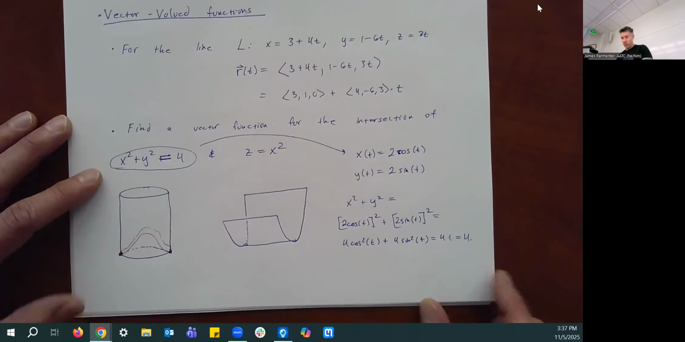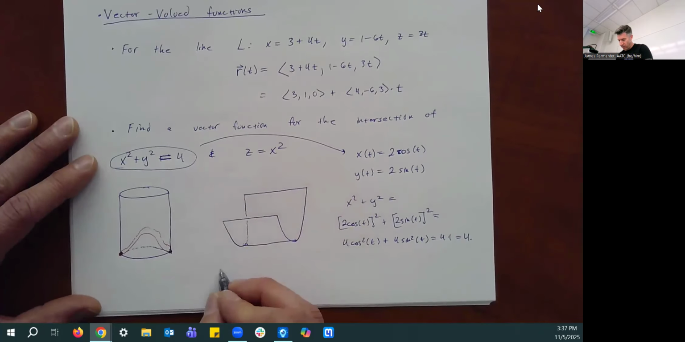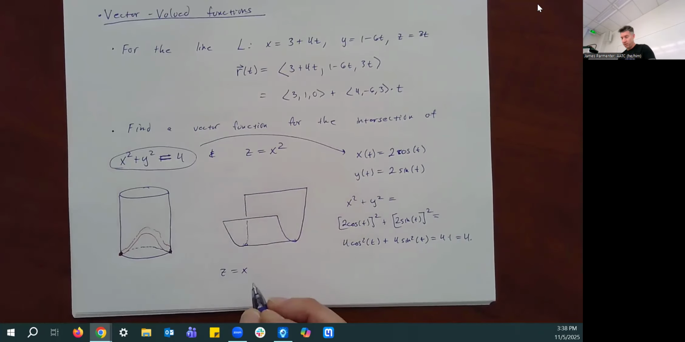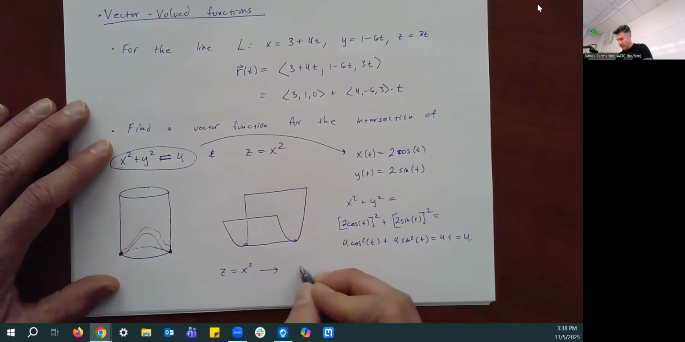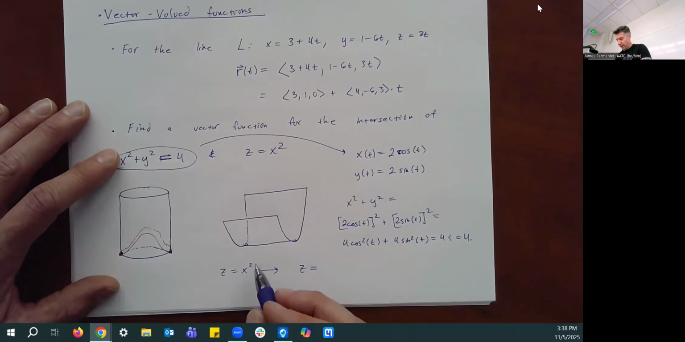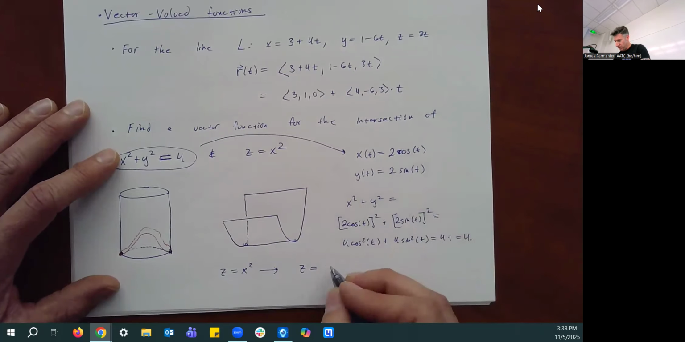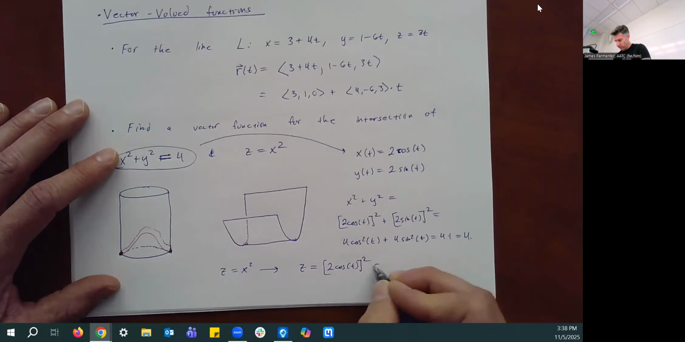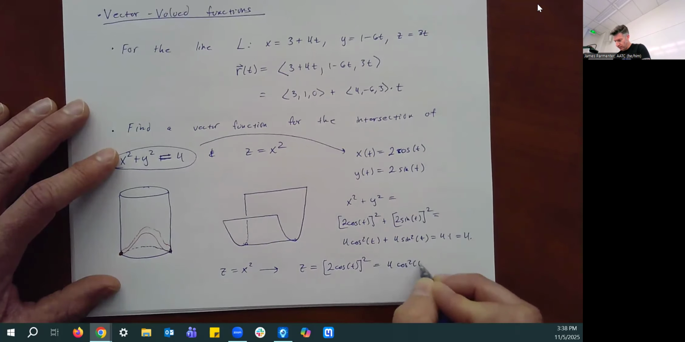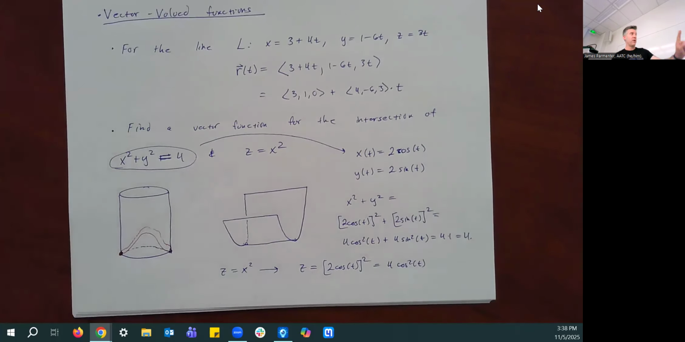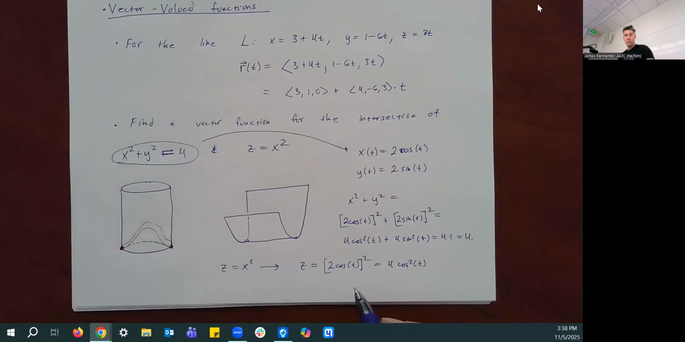And then we're going to take our z equal to x squared, and we're going to replace x with what it's equal to. So we're going to rewrite this as z equal to, well, x is 2 cosine t, so it's 2 cosine t quantity squared, which is just 4 cosine squared t. So check this out. There is something cool is going to happen, I promise. Well, maybe cool, mathematically cool, I think.